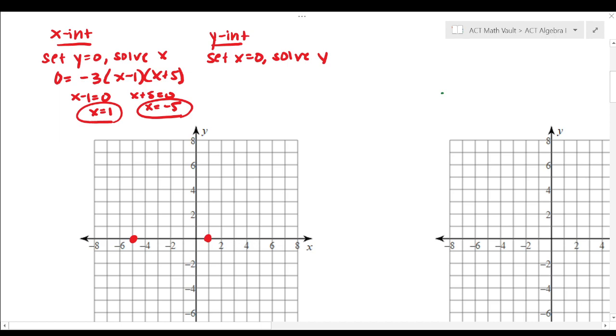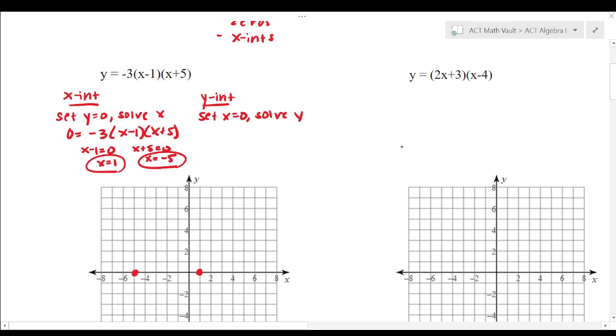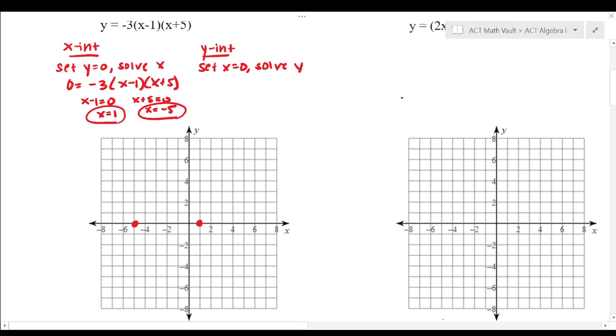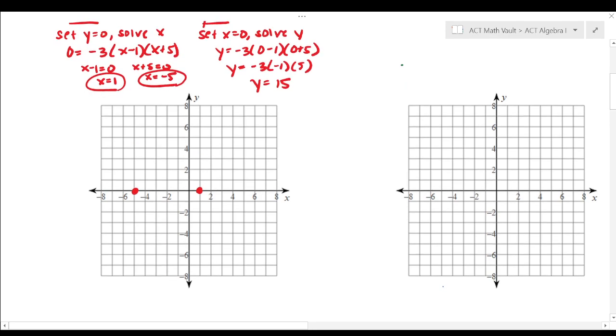Now I know that we could somehow figure out a y-intercept, okay? That's if I set x equal to 0 and solve for y. So that would be y equals -3 times (0 minus 1) times (0 plus 5). That point might help us. We'll get -3 times -1 times 5. That is y equals 15. Okay, so that's helpful to know that it's up here somewhere.